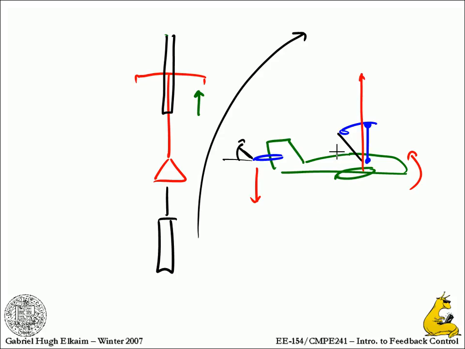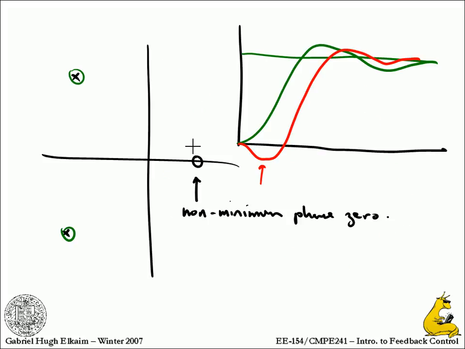But it takes a little while for the plane to rotate. While the plane is rotating, you're losing altitude because you're dumping lift. All right? And so the flight path of the aircraft does that. It goes down first and then it comes up. All right? So these are sort of two physical examples of what happens when you put a zero in the right half plane.